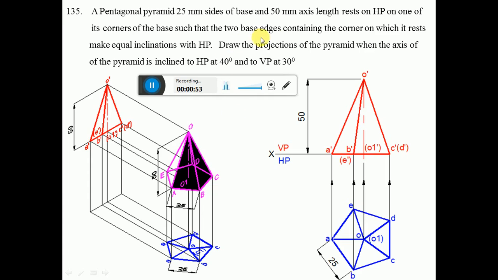such that two base edges containing the corner on which it rests make equal inclinations with HP. So since the corner is A, the two base edges containing the corner are AE and AB, which make equal inclinations with HP. So it is making an equal inclination here, equal inclinations here.